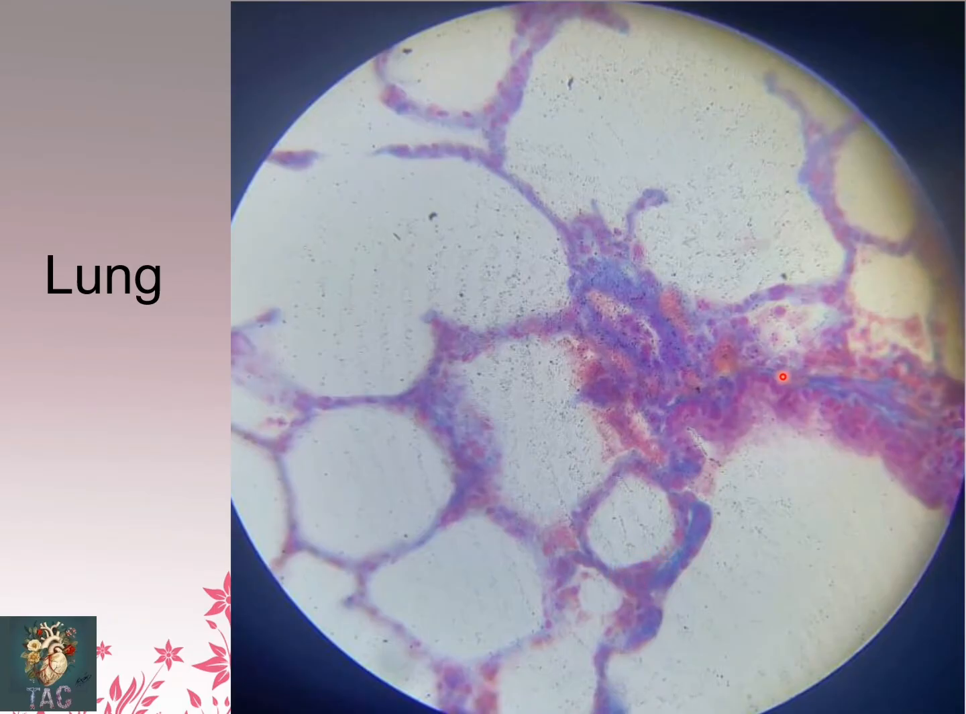This is the slide taken from the bronchiole. Here is the epithelium which seems simple cuboidal over here, and beneath the epithelium you can see connective tissue is present, but the absence of the cartilage will give you a clue that this is the bronchiole.